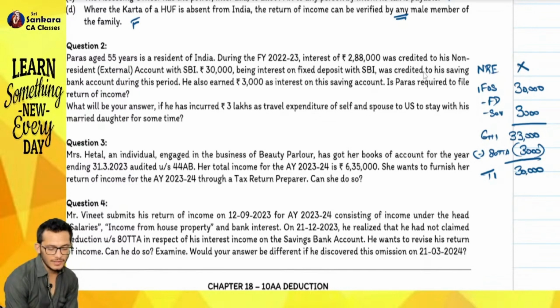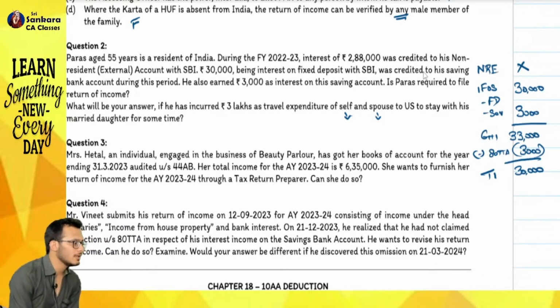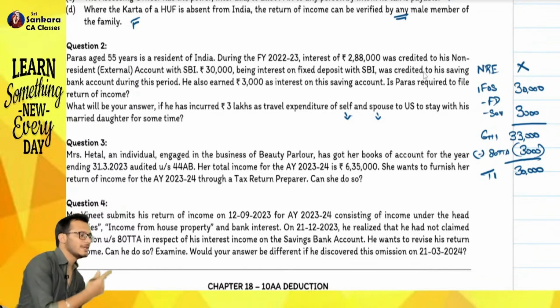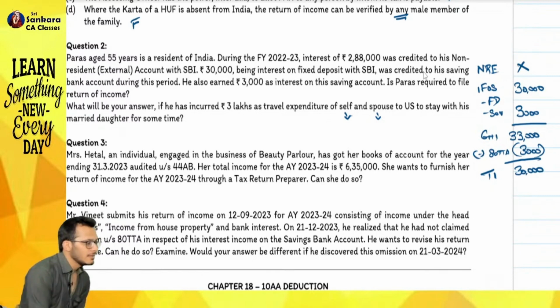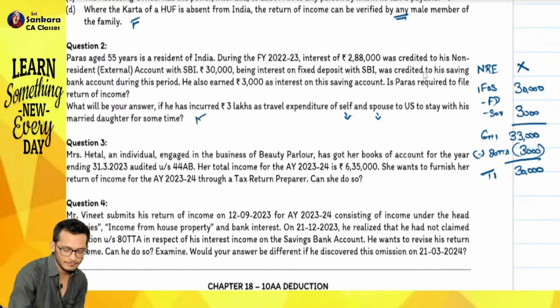What will be your answer if he has incurred 3 lakhs as travel expenditure of self and spouse to the US to stay with his married daughter? What is mandatory? Why? Self and spouse, no? So 1,50,000 for self, 1,50,000 for spouse. It depends on whoever has paid the expenditure. Expenditure has been fully paid by Paras. Therefore, Paras has to file a return, mandatory.